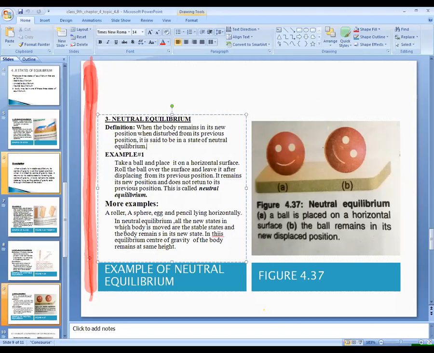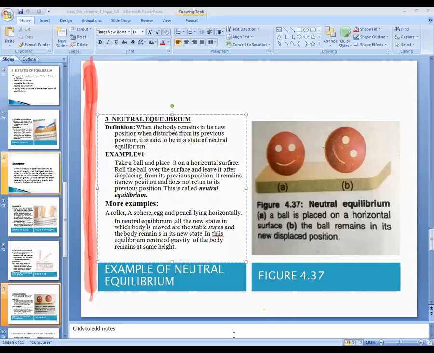Apart from this, we have many more examples. A roller is an example of neutral equilibrium. When it rolls, after some time it will reach a new position, and it will never come back to the original position again. This type of equilibrium is called neutral equilibrium. Then a sphere is an example of neutral equilibrium. An egg placed on a smooth horizontal surface is also an example: if we roll it, the egg will never come back to its original position. Similarly, a pencil lying horizontally is also an example of neutral equilibrium.